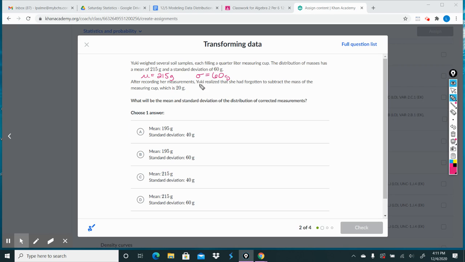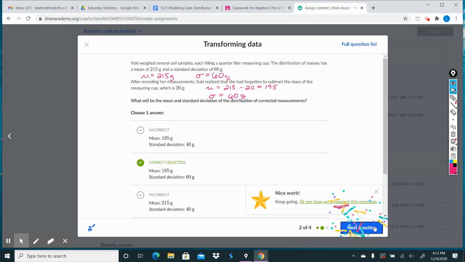is 20 grams. So for our mean, we are subtracting from our data. We are taking the 215 and subtracting 20 grams, and we get 195. However, our standard deviation is going to stay consistent at 60 grams because when we are subtracting data, the scale is not changing, the spread is not changing, so we are going to stay at 60 grams. So that would be letter B.